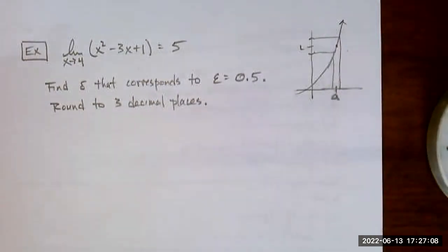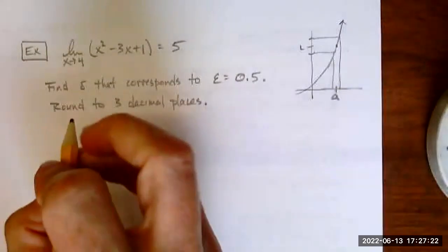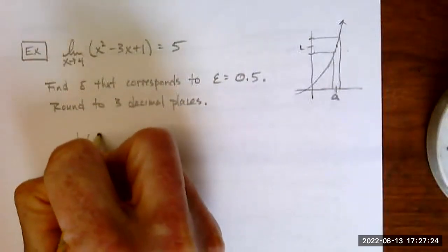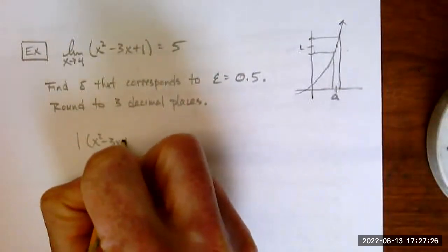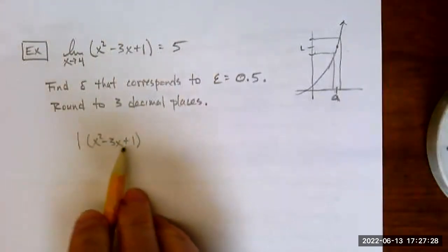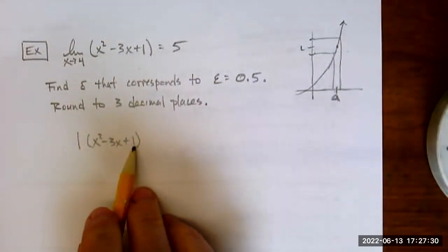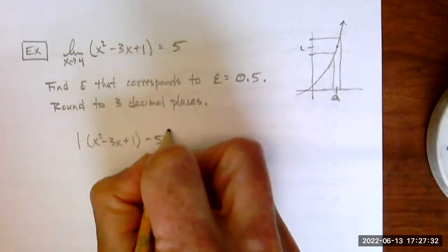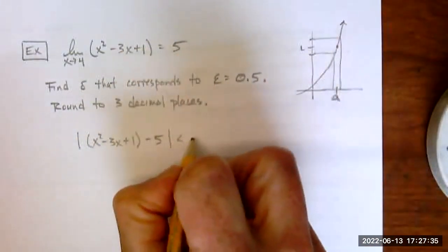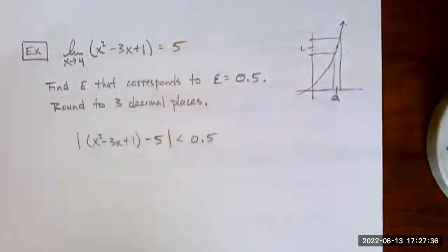Which means for the procedure of doing this, we don't want to use absolute values. Although we could set it up that way initially, we're not going to keep the absolute value throughout the problem. So we could still say the absolute value of x squared minus 3x plus 1 minus 5 is less than 0.5.